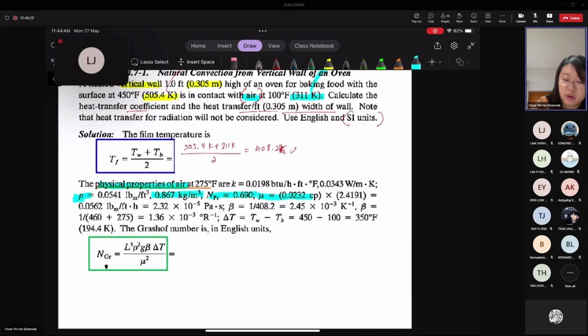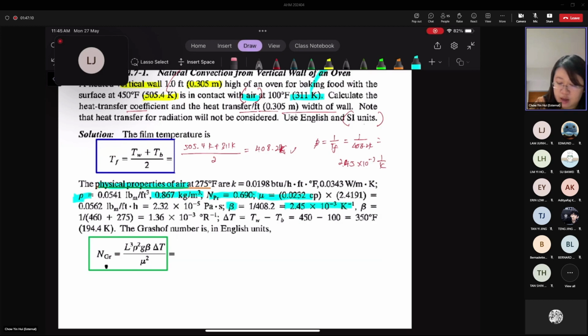So here, before you proceed further, after calculating the film temperature, you can also proceed to calculate the volumetric coefficient of expansion, right? 1 divided by film temperature. So it should be equal to, let me check what is the value, 2.45 10 to the power of -3 per Kelvin. All right, so I think it's written here as well. Yep, the beta value is equivalent to this one.